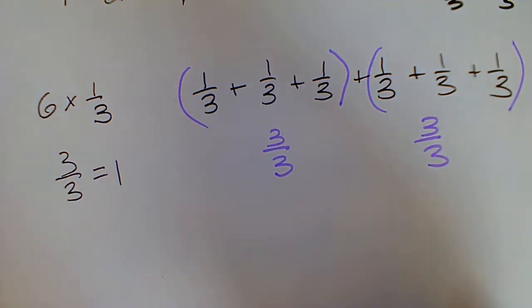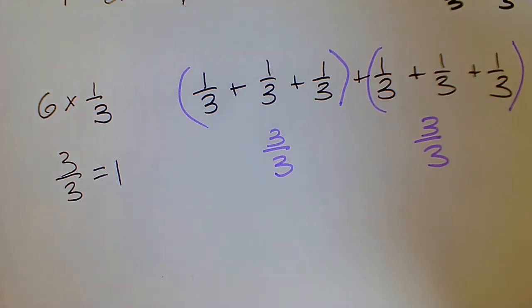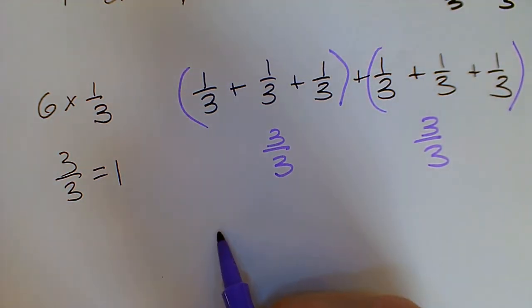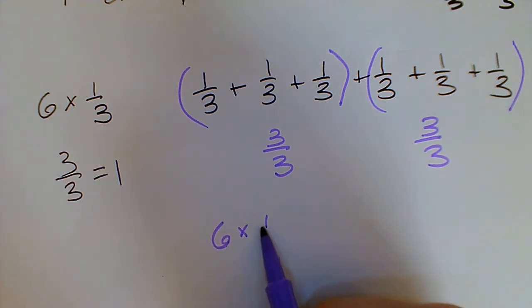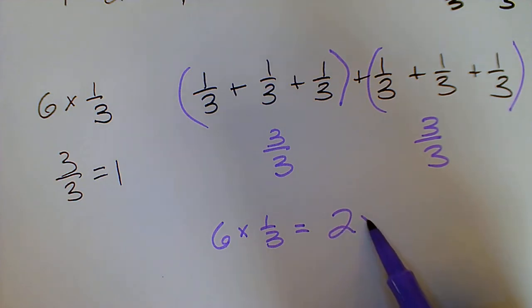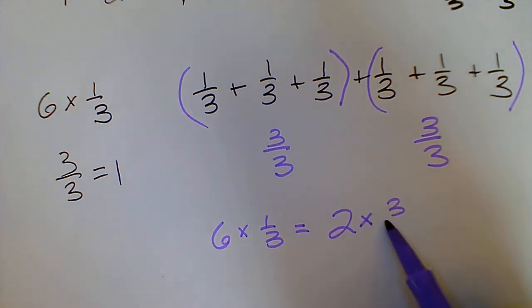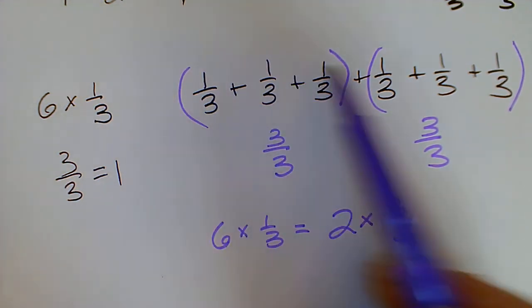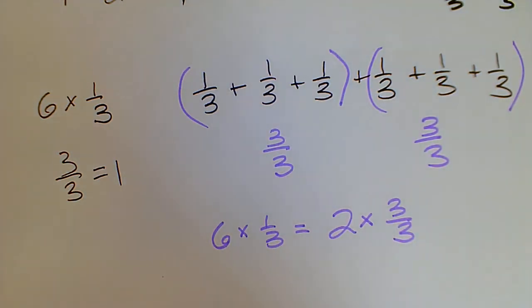So how many times do I have 3/3? Well, I have 3/3 2 times. So another way of writing it would be to say that 6 times 1/3 is the same thing as saying 2 times 3/3, or 3/3 2 times. Here's 3/3 and here's 3/3, because what we really want to do is group it into wholes. We want to group it into units.